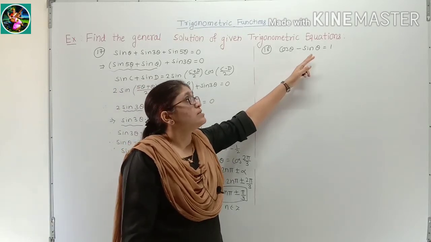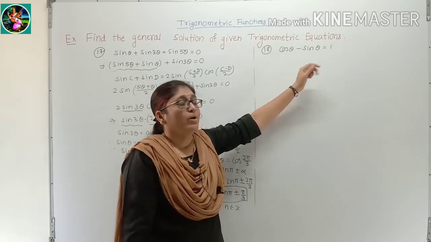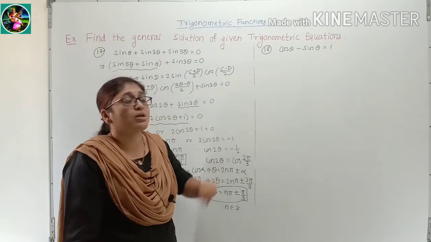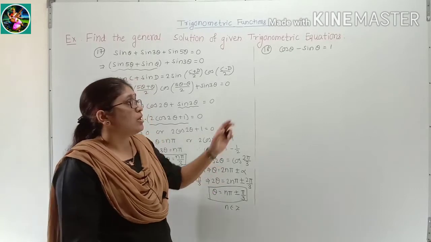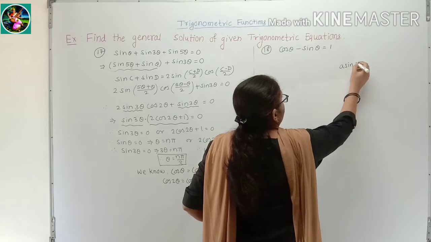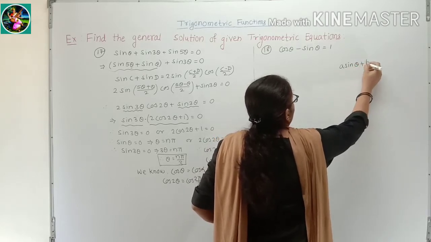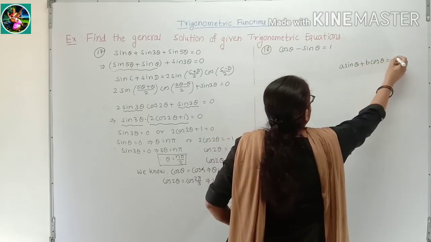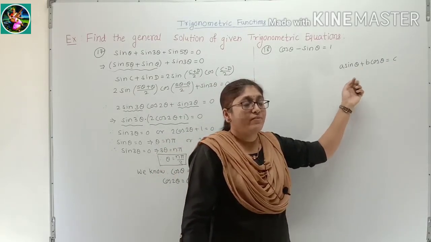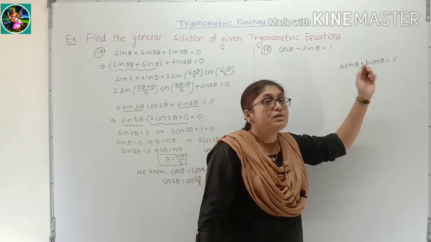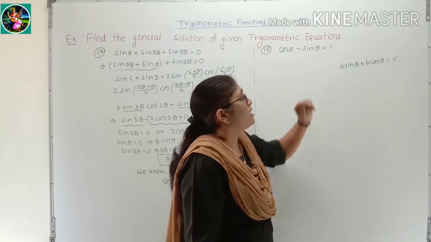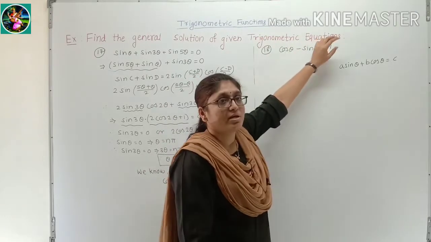Cos theta minus sin theta is equal to 1. This is another type of trigonometric equation. This type of trigonometric equation, a sin theta plus b cos theta is equal to c, we have solved. In that type of equation, we divide both sides by square root of a square plus b square. Therefore, here we divide this trigonometric equation.